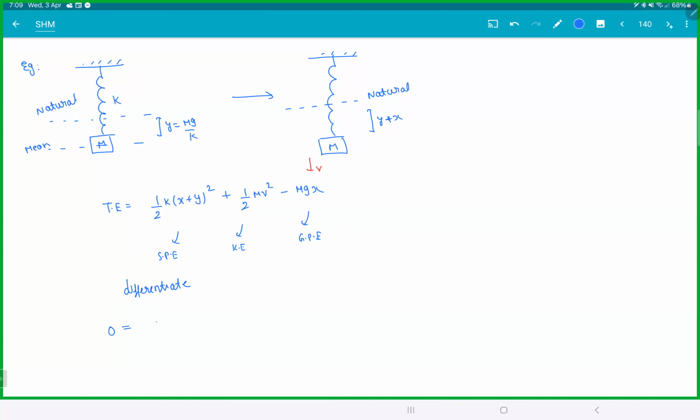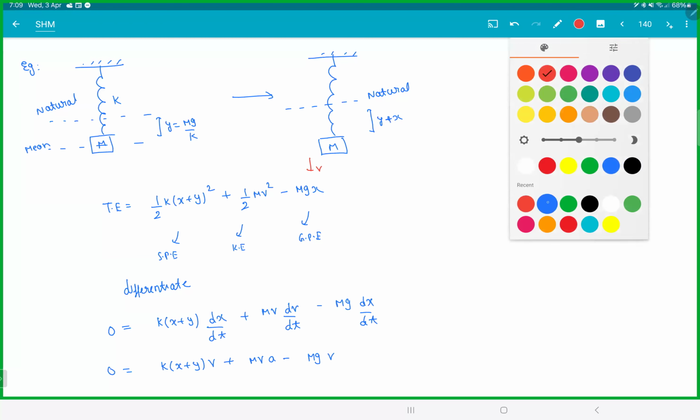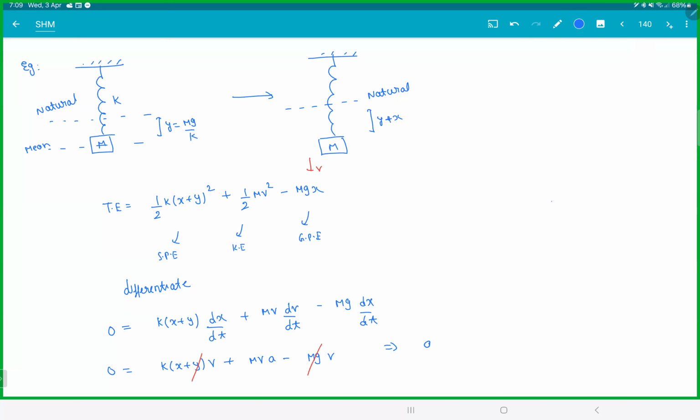Left side is 0. This will be k into x plus y, dx by dt. y is constant, so I won't write that. Half mv square, the 2 will cancel, so mv dv by dt. And this is minus mg dx by dt. So this will be k into x plus y into velocity, plus mv acceleration, minus mg velocity. And we know ky is equal to mg, so this term and this term cancel. This turns out to be a is equal to minus k by m into x. The same thing.